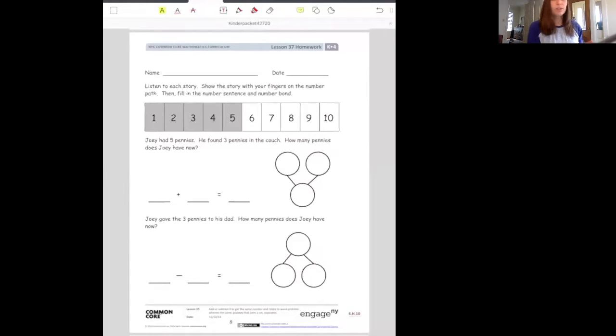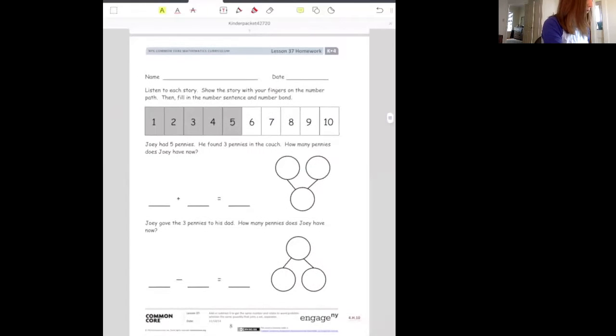So what I want you to do is you're going to take your fingers and put them over this bar right here, the one that has the dark numbers. You hold it up. You're just going to touch them. Ready? So touch the 1. I'm touching right here. Let me start there. 1, 2, 3, 4, 5. He had 5 pennies. He found 3 pennies in the couch.